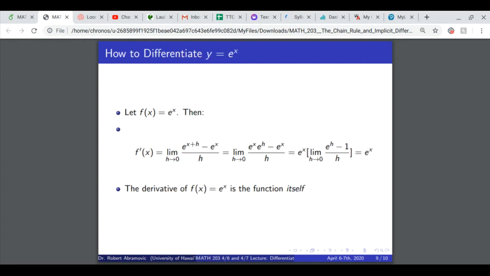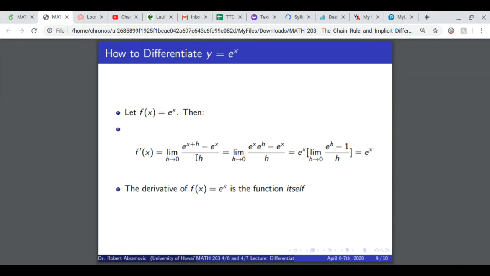Now this is how we differentiate e to the x. We let f of x be equal to e to the x, and then we get the derivative is the limit as h goes to 0 of e to the x plus h minus e to the x, over h. We use laws of exponents to break this up.